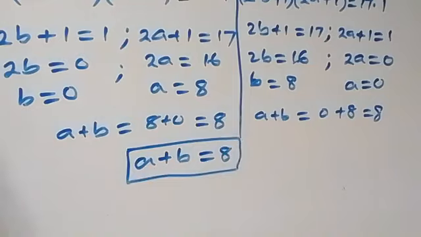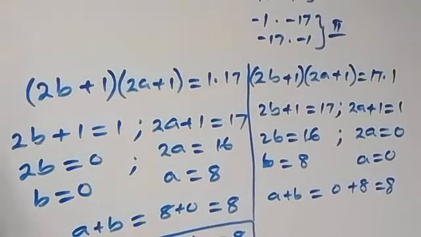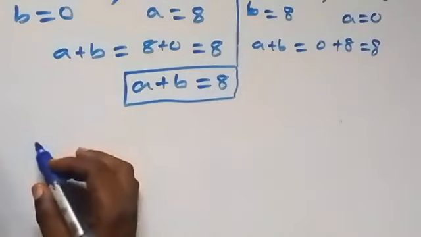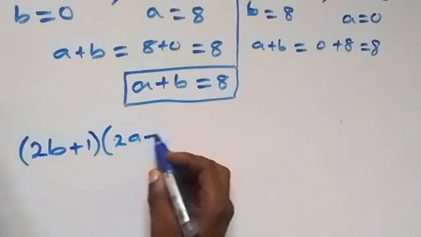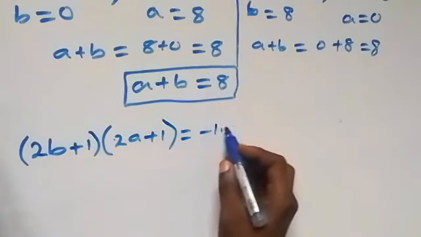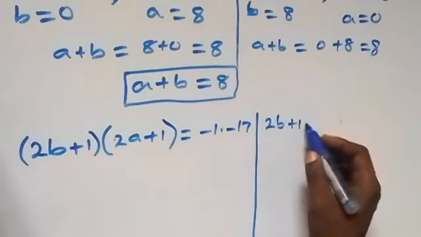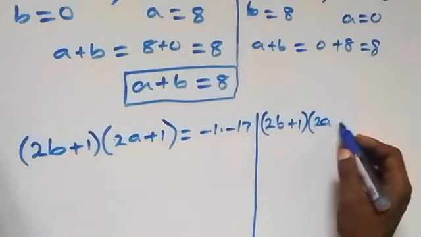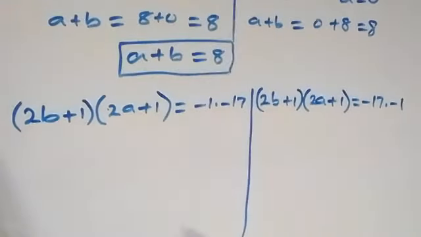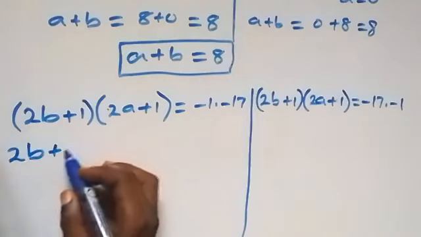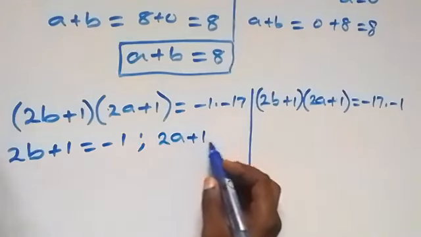Now, for the second case, which we have minus 1 times minus 17 or minus 17 times minus 1. So here, it implies that we have 2b plus 1 times 2a plus 1 equals minus 1 times minus 17, or we have 2b plus 1 multiplied by 2a plus 1 equals minus 17 times minus 1. Then when we solve on this side, we have 2b plus 1 equals minus 1, then we have 2a plus 1 equals minus 17.